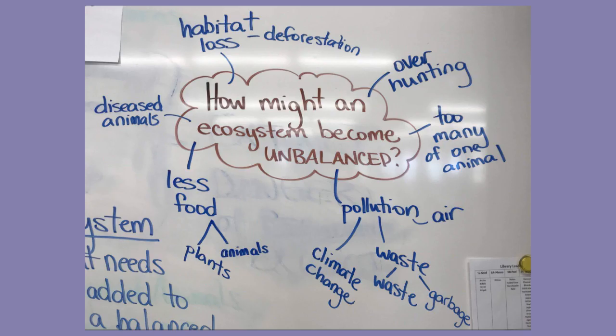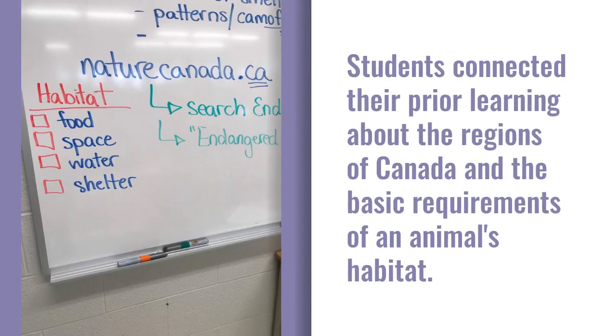As students researched animals from within Canada that were endangered, they started to look for reasons why an ecosystem had become unbalanced and why the animals' habitat was disappearing. We began to keep a mind map of all the ideas we had found.